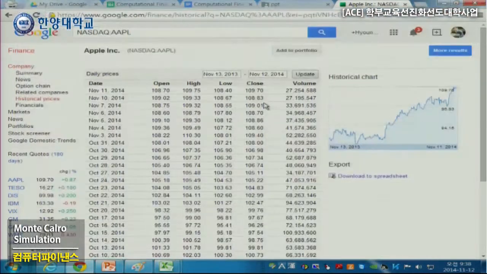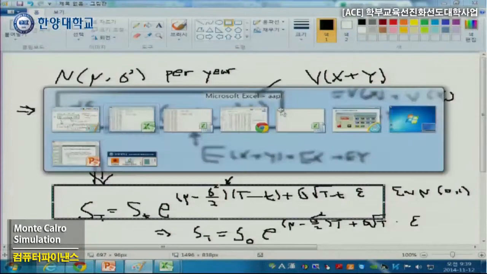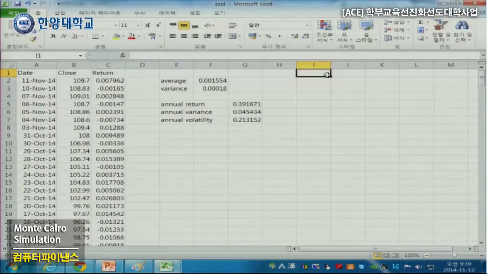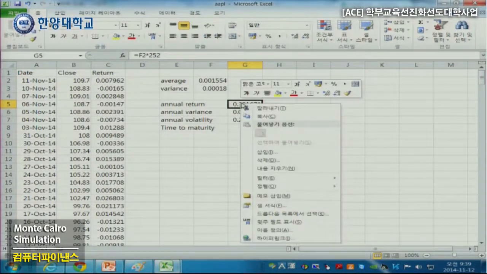So when we do the simulation, basically mu for Apple is 40%, and sigma is 21%. So we can do the simulation. First, let's say time to maturity is 2.5 years. So suppose we want to simulate Apple's stock price 2.5 years later. And then let's call this mu.